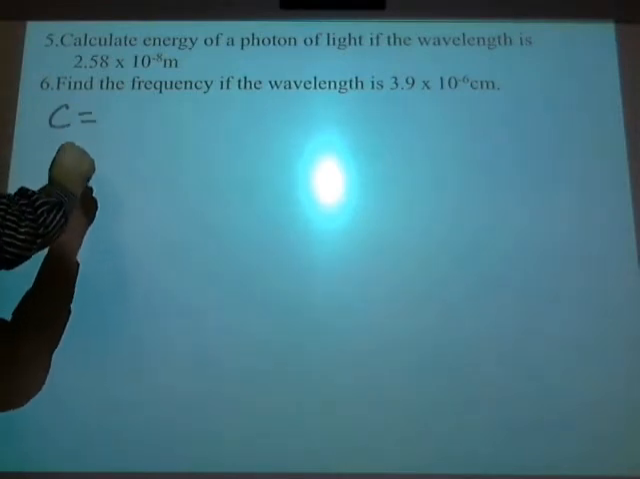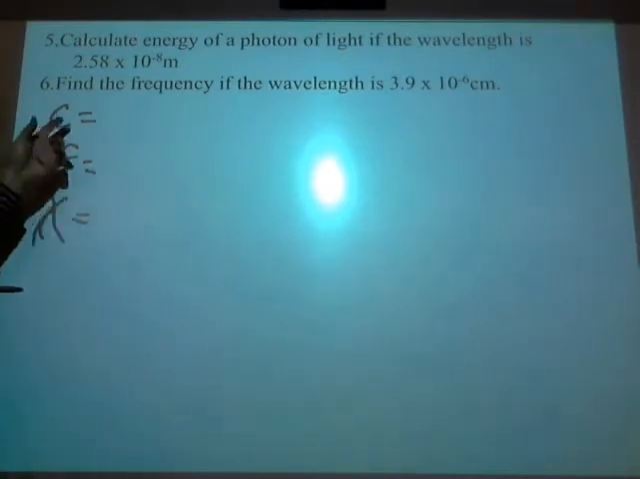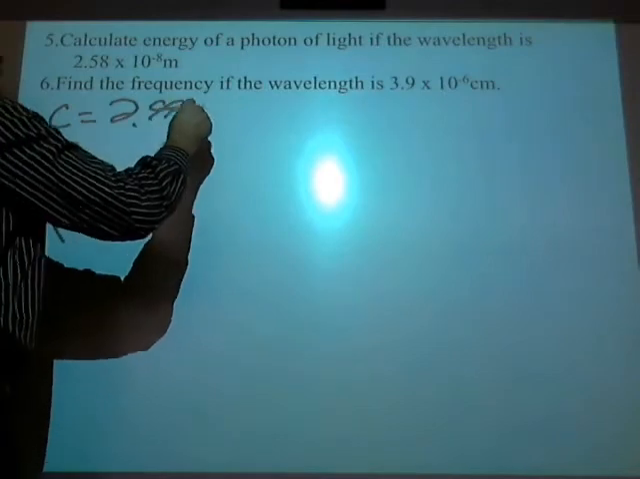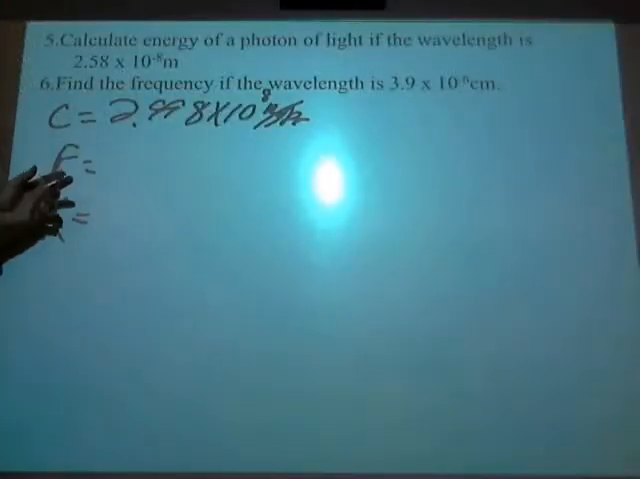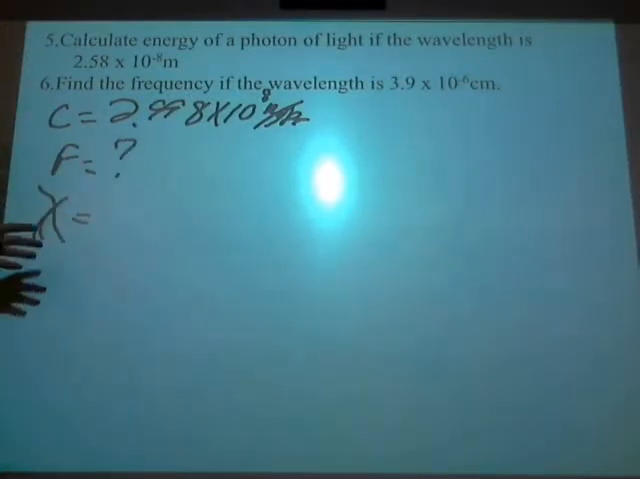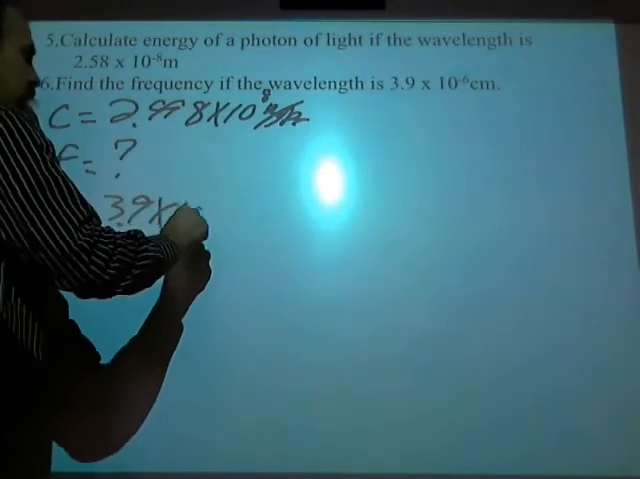C, frequency, and wavelength. You know what it looks like. My C is, again, a given: 2.998 times 10 to the 8 meters per second. What's my frequency in this problem? It's the question mark. It's the unknown. And the wavelength is 3.9 times 10 to the negative 6 centimeters.